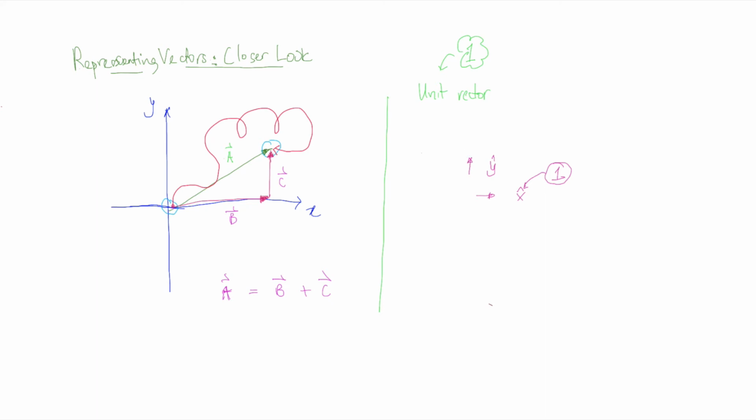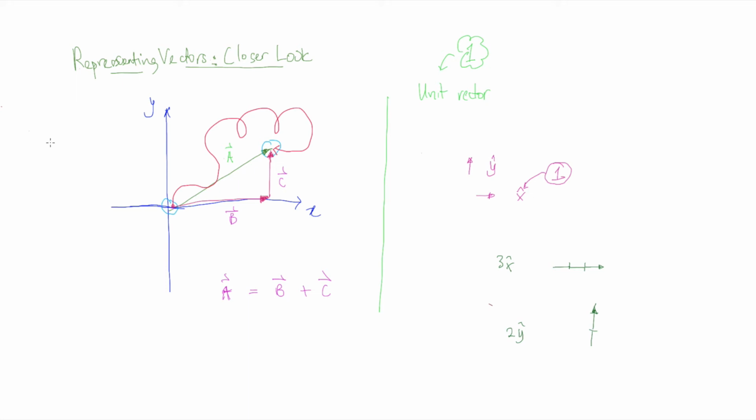Now I can create any vector from just these two vectors, because you know that if you multiply a vector, you get a vector whose length is that many times the length of that vector. For example, if I want to write 3x hat, that would be a vector that's 1, 2, 3 units long, pointing in the x direction. And if I want a vector that is, say, 2y hat, that would be a vector of length 2 units, pointing in the y direction.